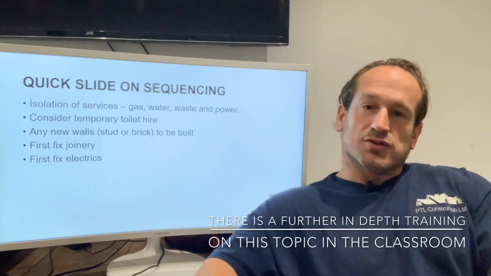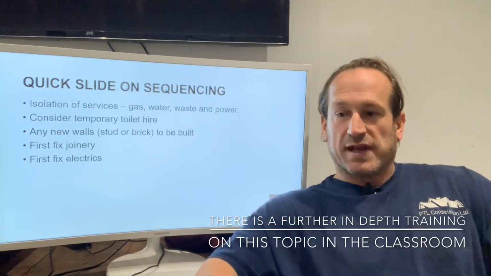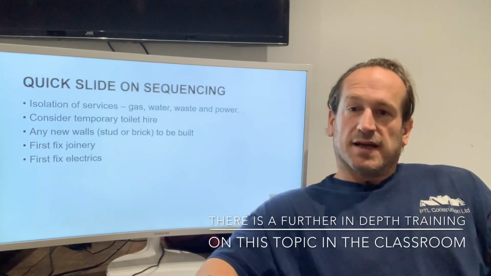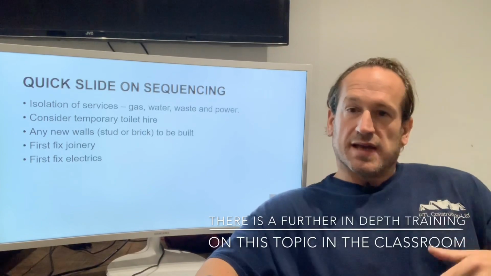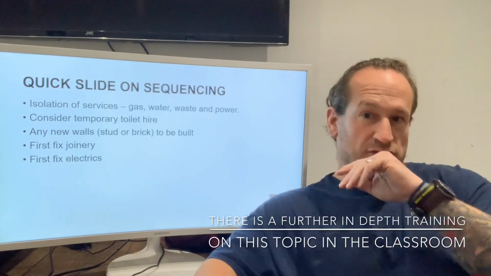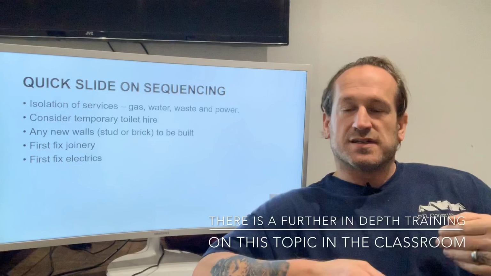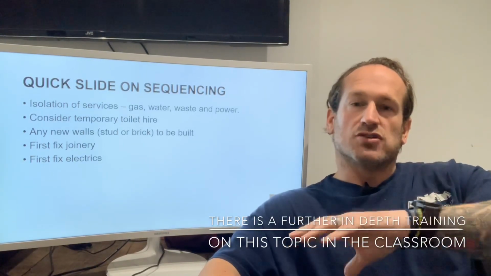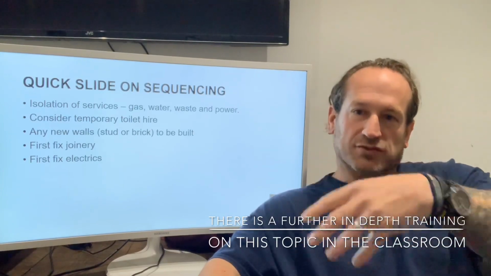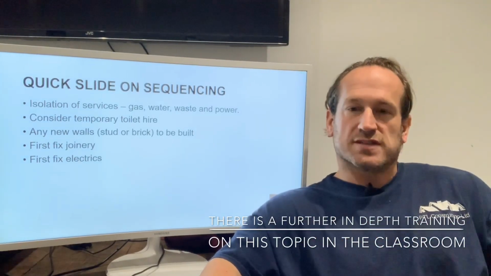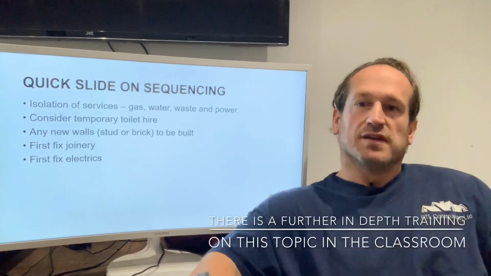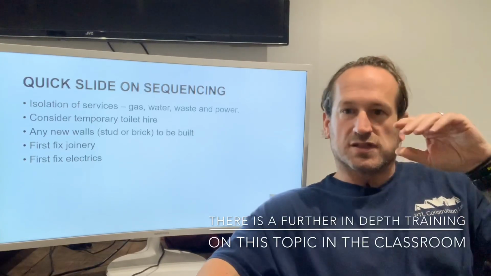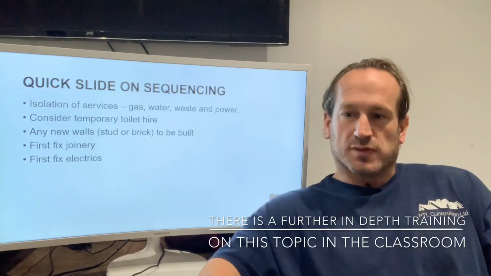Any new walls of stud-work and brick need to be built now. So we've got the skeleton of the structure up and ready. Your first fix joinery and electrics can go in now. So what am I talking about? First fix joinery: stud-work, carcassing, any staircases, things like that you generally don't see after the work is complete. So your stud work, door liners, all of those type of things. If you're going to be doing any MF ceilings, they can go up at this point as well.